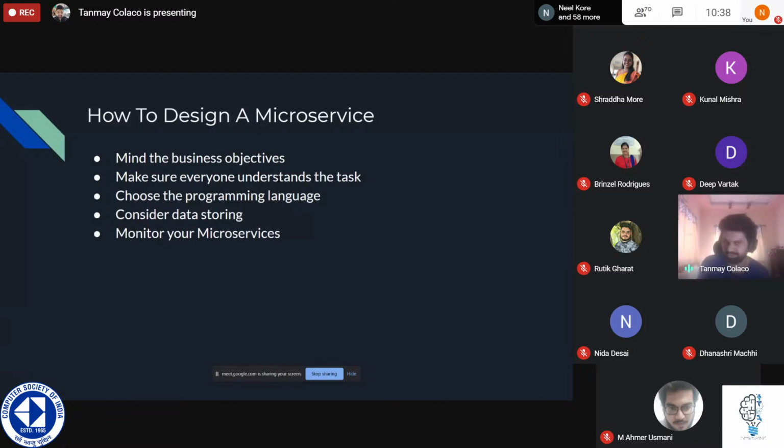So again, this is not an exhaustive list. This is more of a guideline for you to get started with. So mind the business objective. Why are you making a microservice? What is your business objective? Can this business objective be fulfilled by a monolith or not? Just think about it.